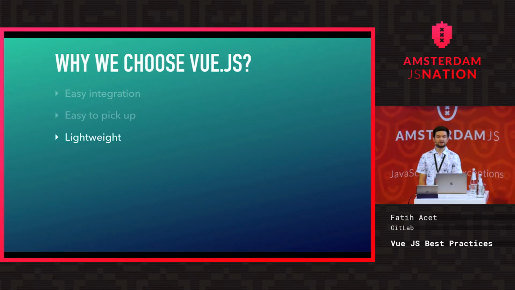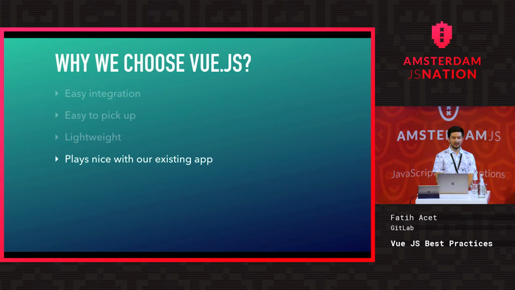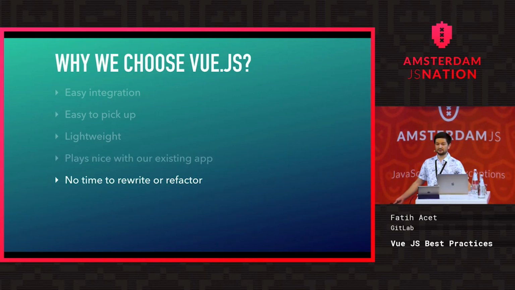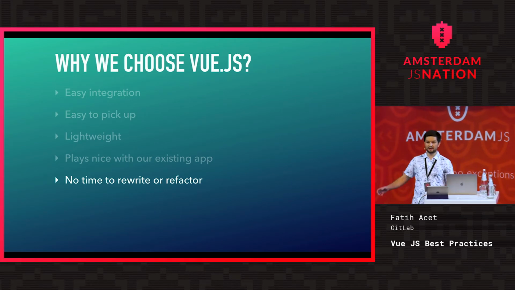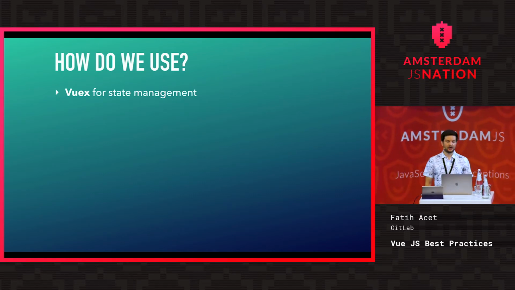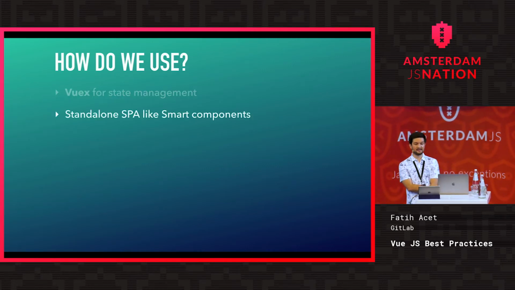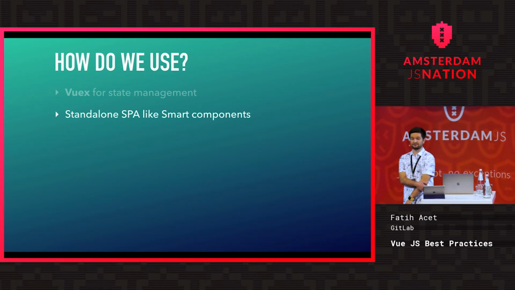Vue is lightweight, and our app is already heavy. So we wanted to add something small, and Vue was the best one, I think. And probably the most important thing is Vue played really nicely with our existing app. So we didn't need to refactor or rewrite everything from scratch with Vue. Instead, we put Vue in our application and started doing these parts with Vue. How do we use it? We use Vuex for state management, and we have standalone single-page application kind of smart components.